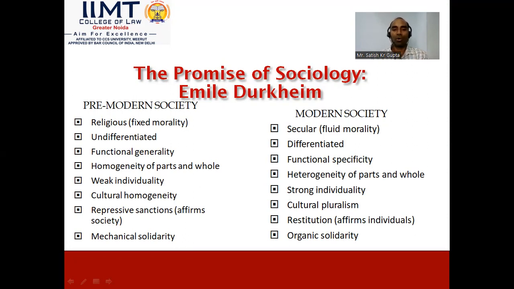Homogeneity of parts and wholes in pre-modern society, but in modern society, heterogeneity of parts and wholes. That means in pre-modern society, people are homogeneous in nature, but in modern society, people are heterogeneous. So in pre-modern society, weak individuality, but in modern society, strong individuality. People do not connect or communicate with anyone else. In pre-modern society, cultural homogeneity is found, but in modern society, cultural pluralism is found.